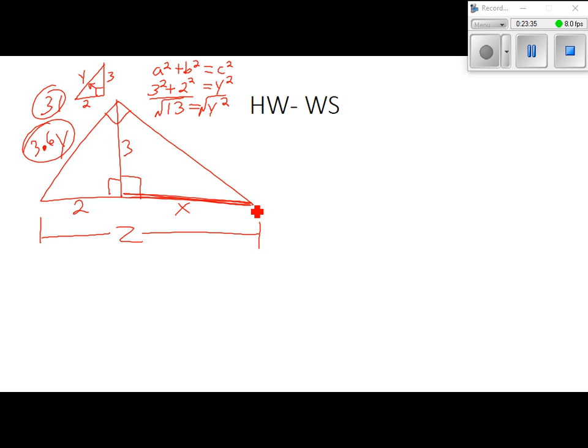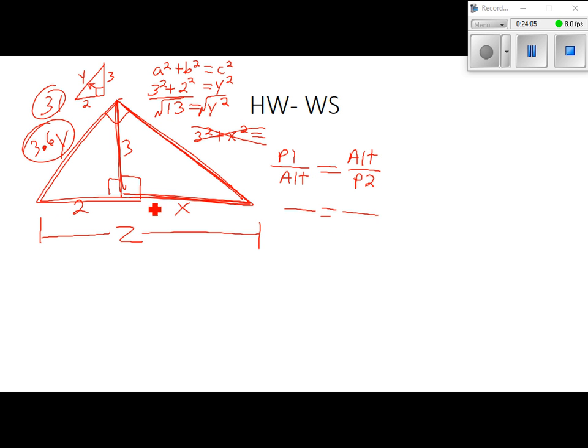Because if we set up Pythagorean's theorem, it'd be 3 squared plus x squared equals, this would be the hypotenuse, but we don't even have a letter over there, so we don't have enough information to do that. So what we can do here is use that altitude theorem. Part 1 goes there, part 2 goes there, altitude, altitude. Remember, your big triangle, this is the hypotenuse.